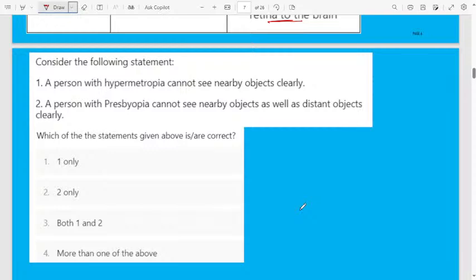Now onwards, let us discuss MCQ questions, because that is also very important. Some people don't know in detail which are the eye parts and what their functions are. That's why I included that also. Next, come to eye defects. Consider the following statements. First, a person with hypermetropia cannot see nearby objects clearly. Second, a person with presbyopia cannot see nearby objects as well as distant objects clearly. Which of the following statements is or are correct?